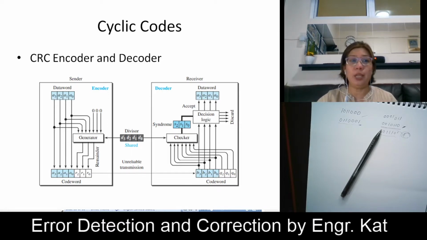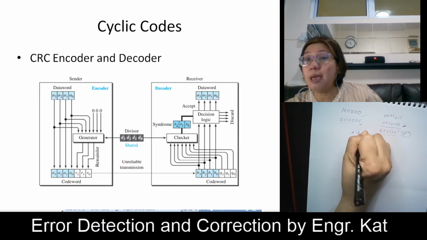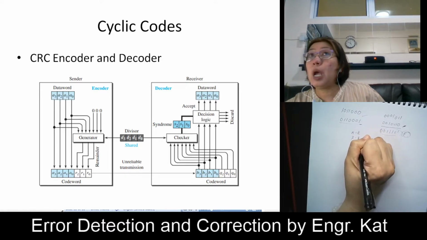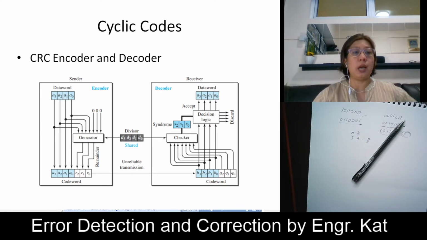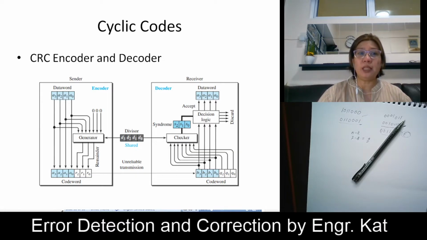So at the encoder side, the data word has k bits. In this case, we have 4 bits. The code word has n bits, and in this example, we have 7 bits. So the size of the data word is augmented by adding n minus k, so this is 7 minus 4, which will give you 3. In this case, it is 3 zeros to the right-hand side of the word.